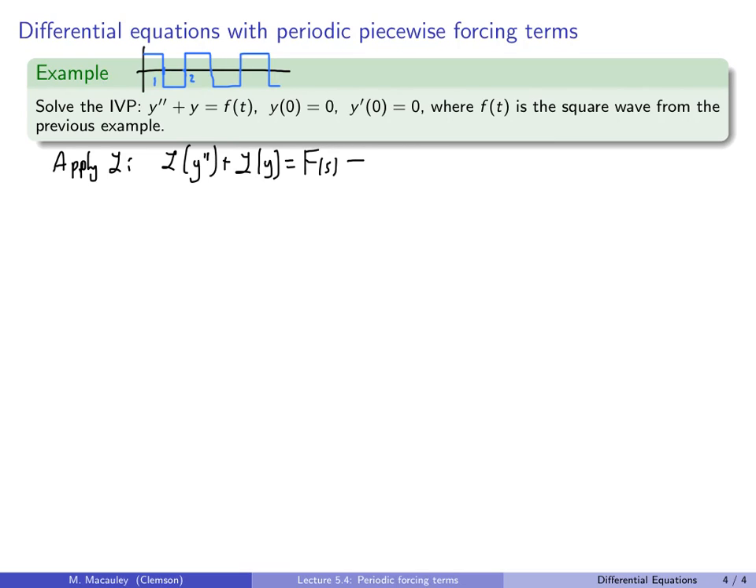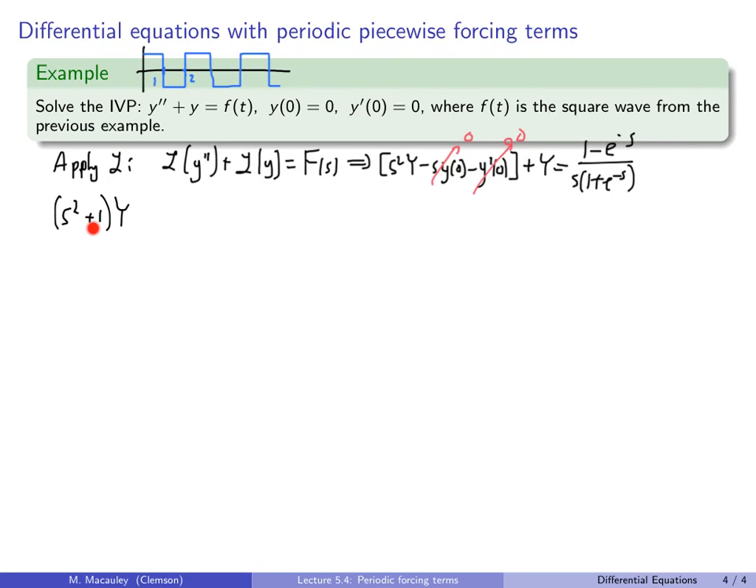So if we simplify this, we get s squared Y minus s times y of 0 minus y prime of 0 plus Y equals 1 minus e to the minus s over s times 1 plus e to the minus s. This is what we did on the last slide. Now these things are both 0 because our initial values are both 0. So this makes it a little bit simpler. So we have s squared plus 1 times Y. And notice I always like to write the thing in parentheses before the Y, otherwise it looks like y of s squared plus 1, and that's not right. So that's going to be 1 minus e to the minus s over s times 1 plus e to the minus s.